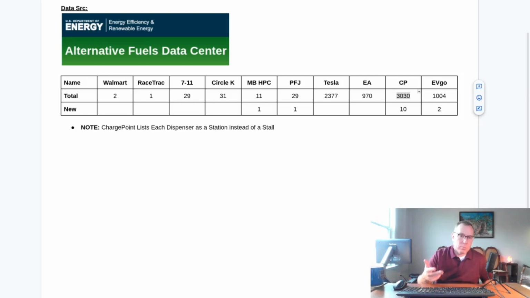Secondly, I improved my SQL commands and calibrated them to extract the data more accurately for each one of these providers. And again, the providers that I'm going to be tracking on a weekly basis are the Walmart DC Fast Charger, RaceTrac, 7-Eleven, Circle K, Mercedes-Benz Charging Hub, Pilot Flying J, Tesla, Electrify America, ChargePoint, and EVgo, and I'm going to try to do so in 5 minutes or less.